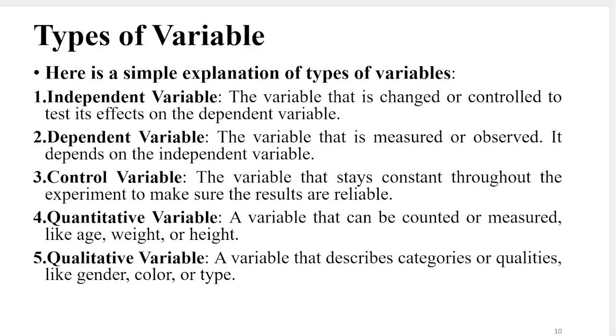Now, variables can also be classified as quantitative and qualitative. Quantitative variables are those that can be measured or counted, such as age, weight, or height. Qualitative variables describe categories or qualities, such as gender, eye color, or type of disease. In summary, each type of variable plays an important role in organizing and analyzing research data accurately.